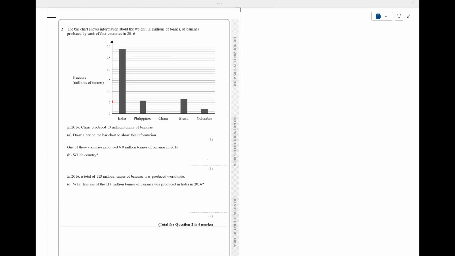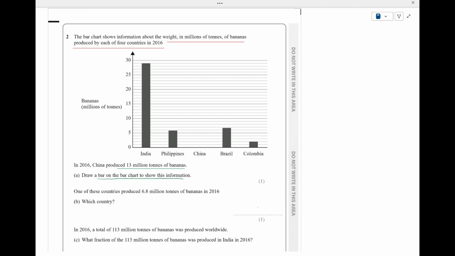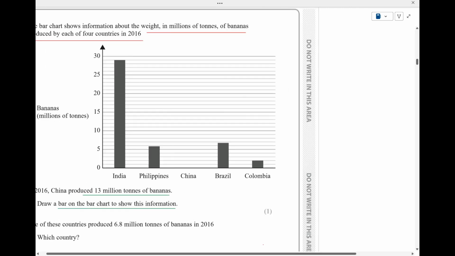Question 2. The bar chart shows information about the weight in millions of tons of bananas produced by each of 4 countries in 2016. Look, I've got information here on India, Philippines. Oh, I haven't got any information on China. I've got Brazil and Colombia. In 2016, China produced 13 million tons. Draw a bar on the bar chart to show this. So I've got to go up to 13 million.